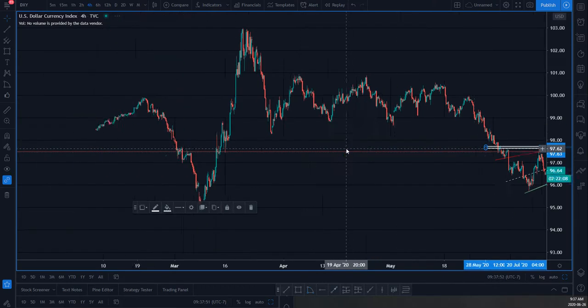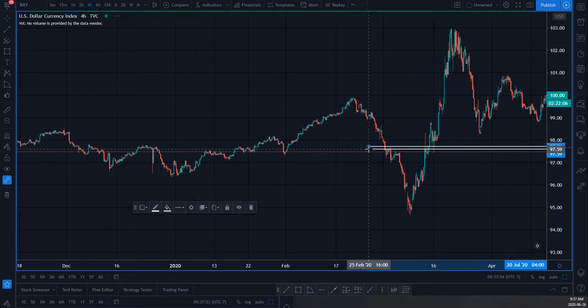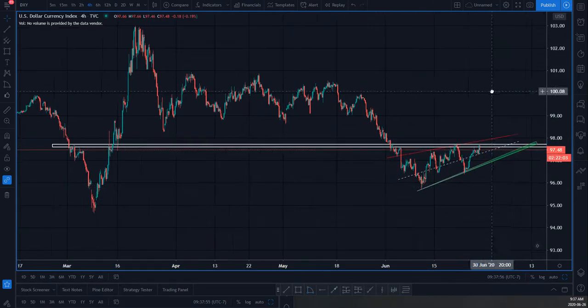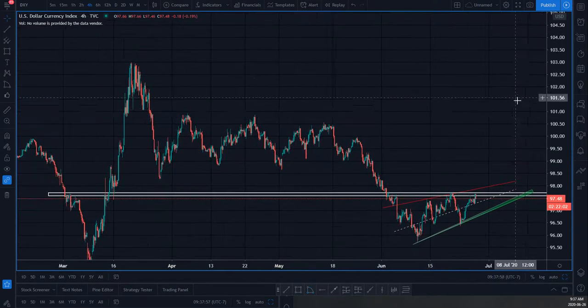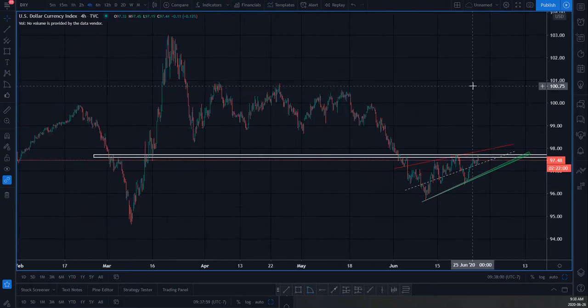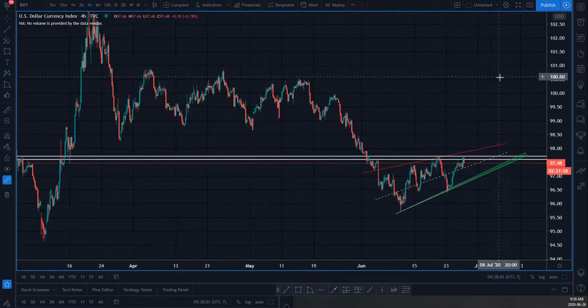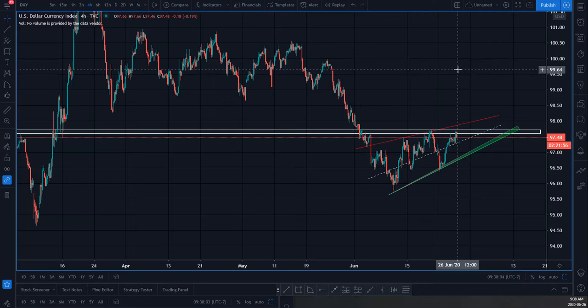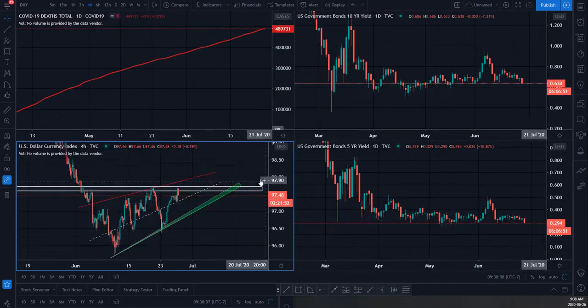If it's able to break above this major zone, that definitely signifies that a lot of people are coming into the US dollar, which is a pretty risk-off sentiment. Crypto will probably be going down as well during that same time. So we'll see where that goes.